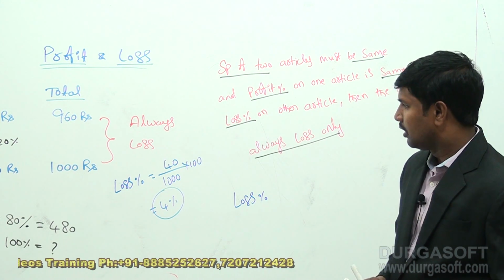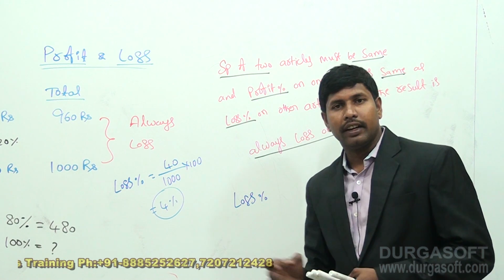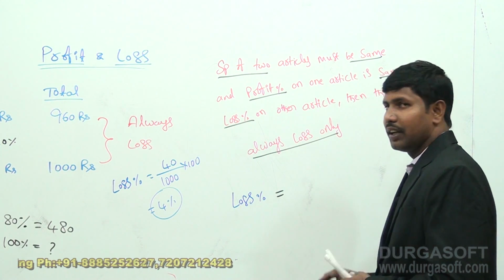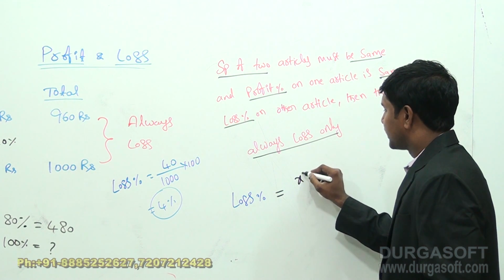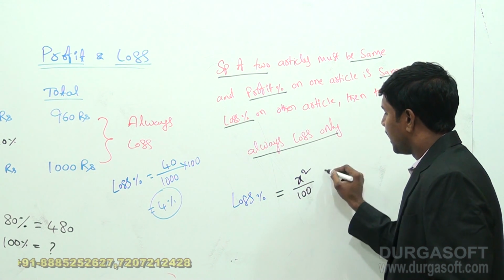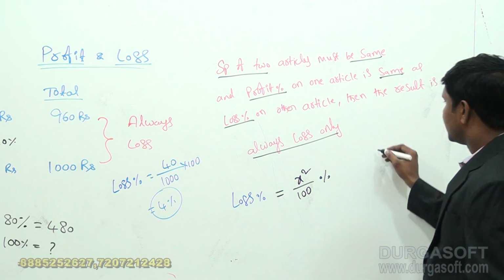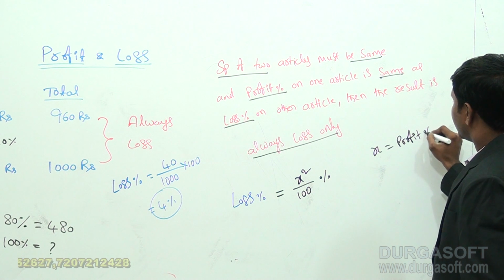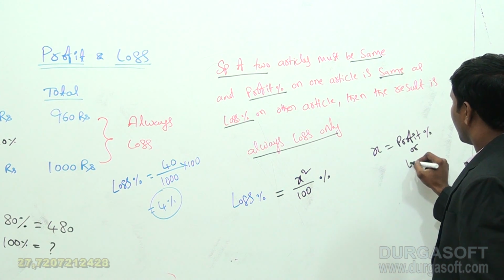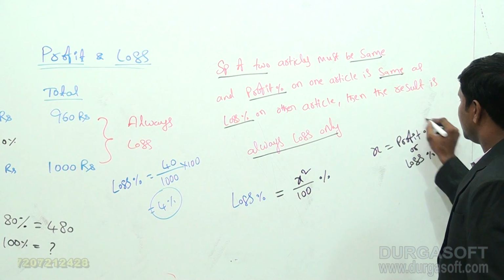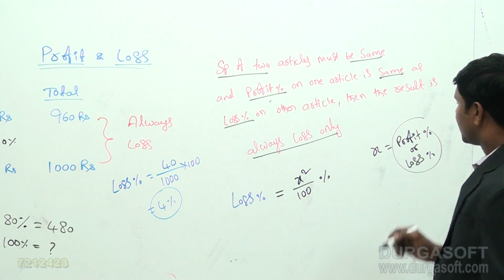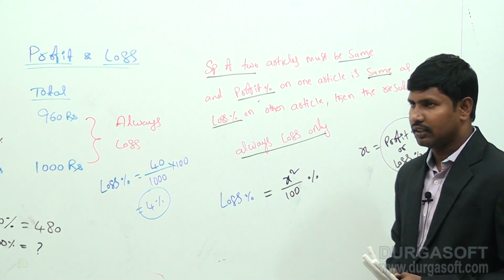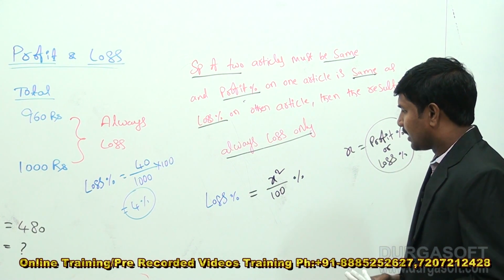Now for that I am going to give a direct answer here. The loss percentage is always equal to x square by 100%. So what is x here? That is equal to the profit percentage or loss percentage. Because these two are the same, you can consider any. X is nothing but the profit percentage or loss percentage.